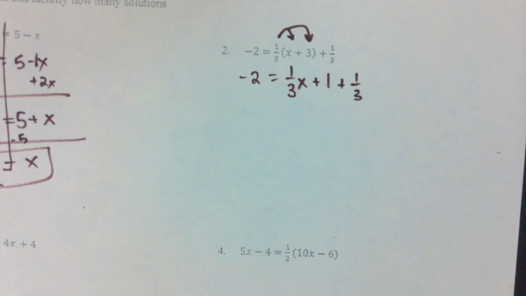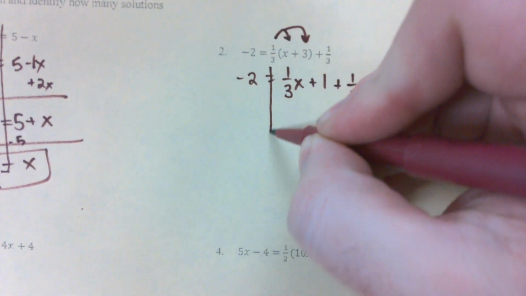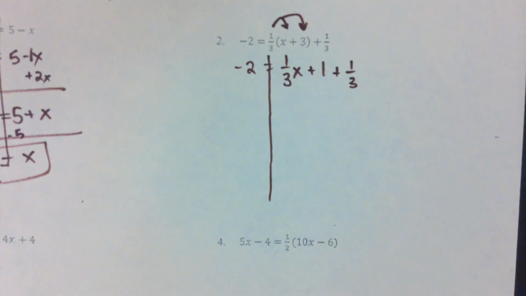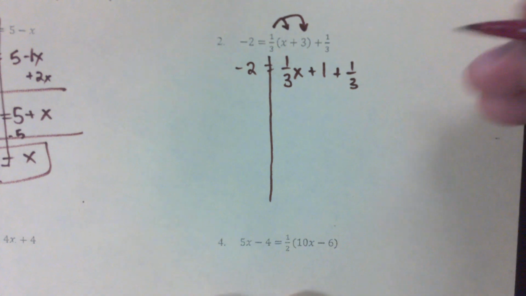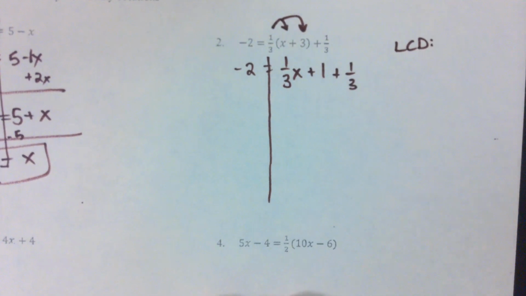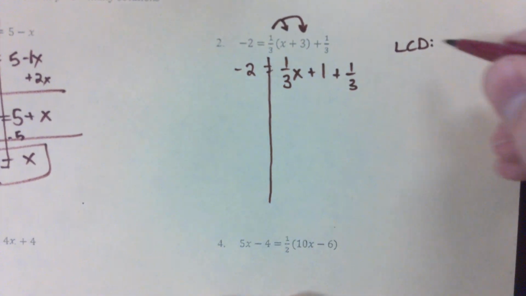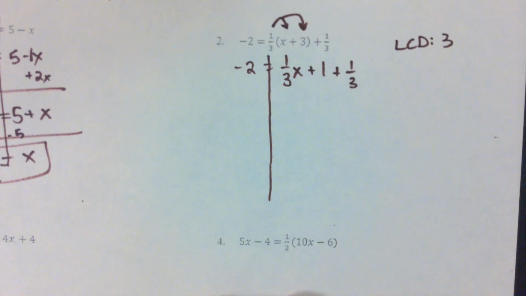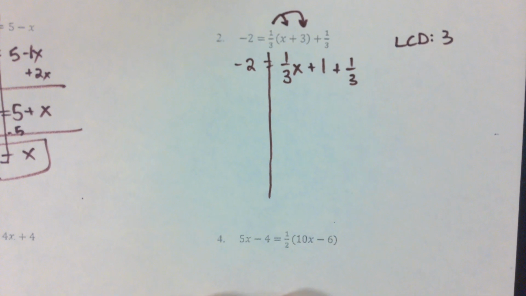Okay, we've got the distribution done. You see we've got 2 sides of our equation here now. And we're going to have to fraction bust. Luckily for us, finding the LCD here is quite simple. What is my LCD for this equation? 3, right? There's only one denominator. So that's your LCD right there.